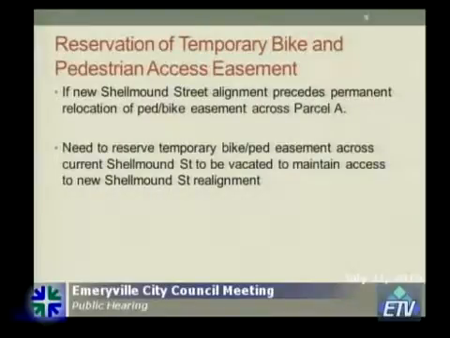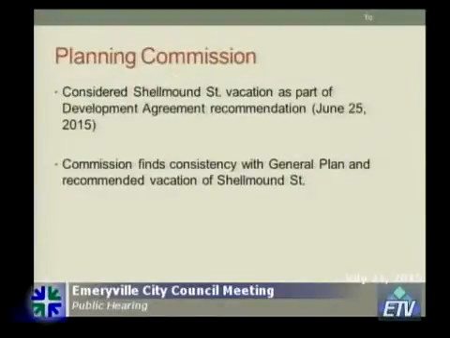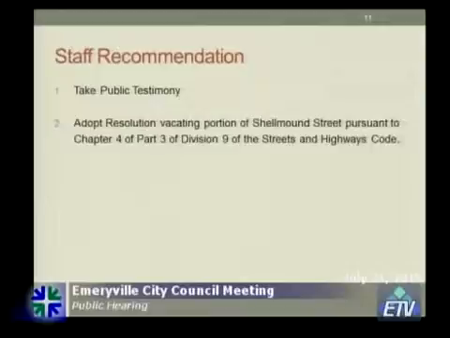The reservation of the easement is necessary in order to maintain access across the new Shellmound Street realignment. As I mentioned, the Planning Commission considered this item as part of their deliberations on January 25th. They were able to make the findings of consistency with the general plan and recommended that the City Council adopt the ordinance vacating Shellmound Street. The staff recommendation is that you take public testimony on this item and then you adopt the proposed resolution. That's the conclusion of my report.